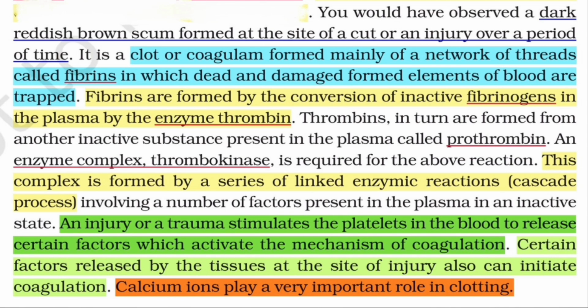An enzyme complex, thrombokinase, is required for the above reaction. This complex is formed by a series of linked enzymic reactions, cascade process, involving a number of factors present in the plasma in an inactive state. An injury or a trauma stimulates the platelets in the blood to release certain factors which activate the mechanism of coagulation. Certain factors released by the tissues at the site of injury also can initiate coagulation. Calcium ions play a very important role in clotting.